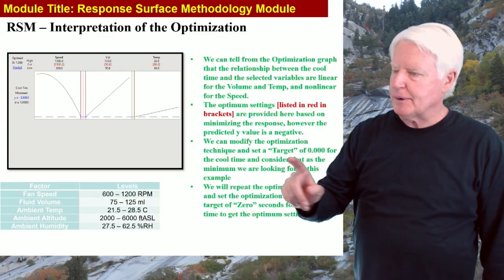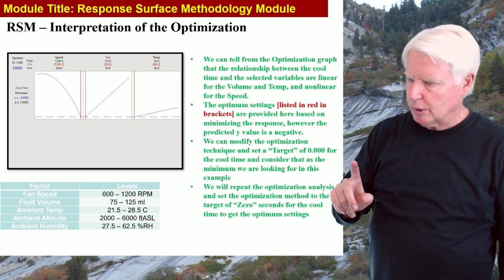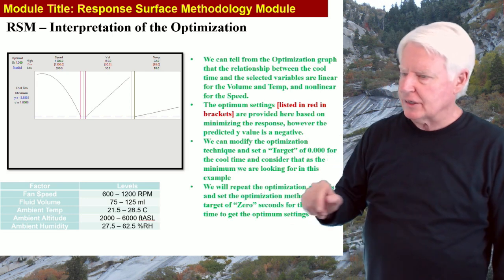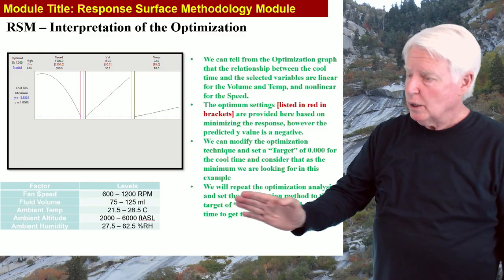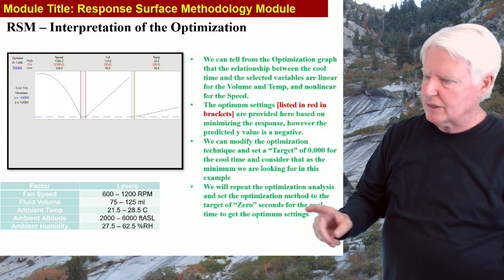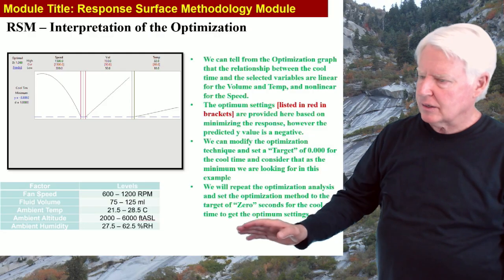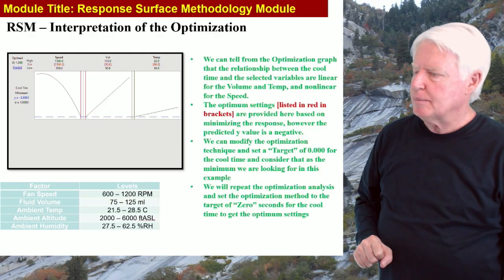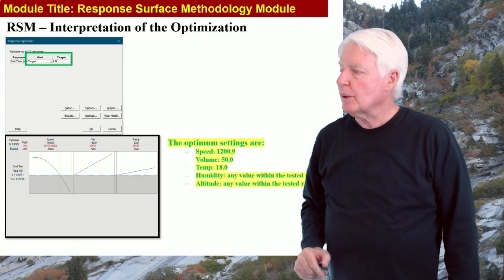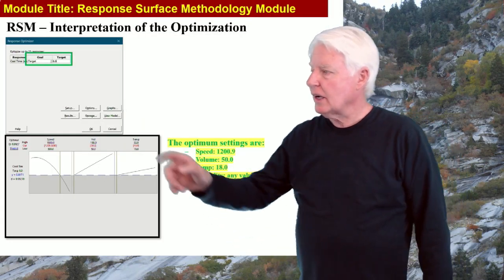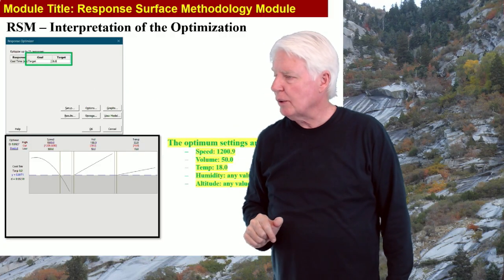We can modify the optimization techniques and set target to 0, because that's physically bound by that, for the cool time, and consider that as the minimum we are looking for in this example. We'll repeat the optimization analysis and set the optimization method on the target to 0 seconds of the cool time to get the optimum settings. So this had some problems, so we're going to run it again. This time we're going to get target, and we're putting 0 as the target, 0 time.